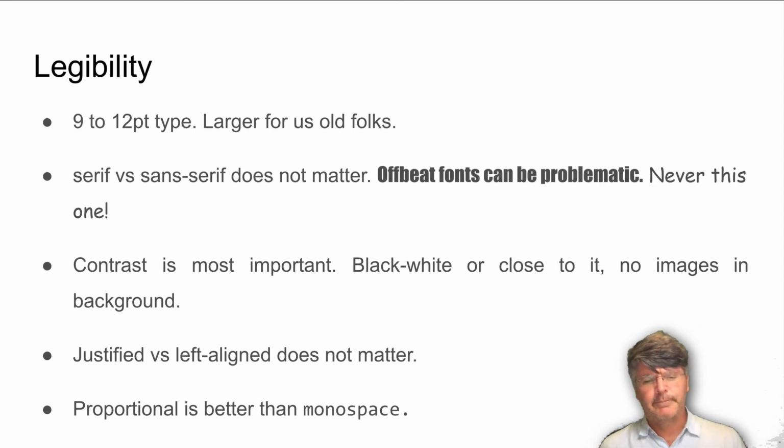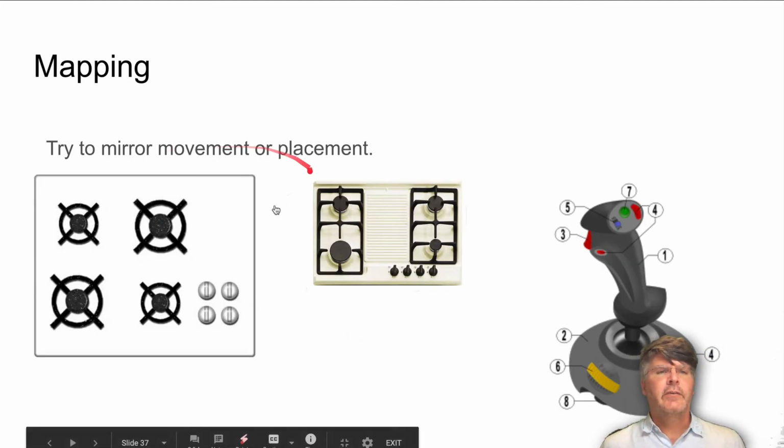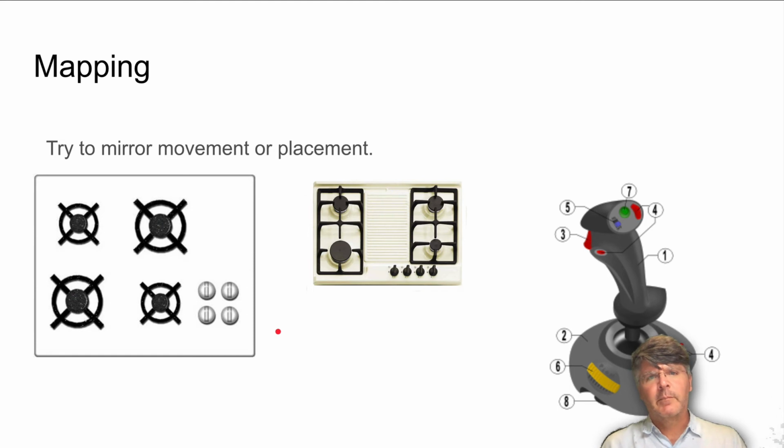People don't like it. Normal people don't like it. It's just hard to read. The mapping. So when you're doing your user interface, if you're doing a UI that sort of corresponds to a real world thing, you're going to try to mimic the position of your buttons and sliders and text boxes to that real world scenario. Kind of like this does, right?